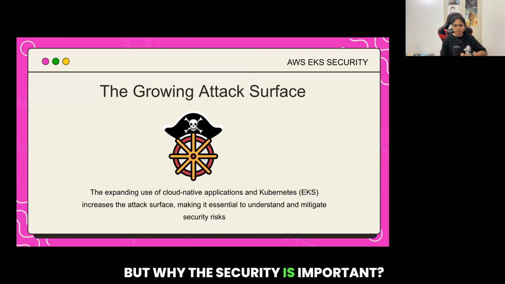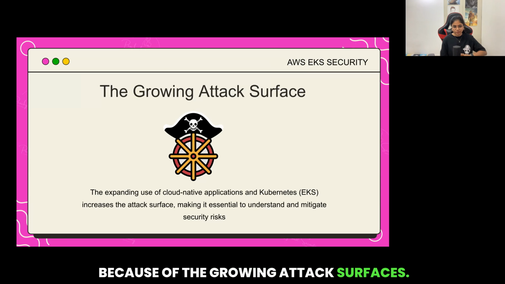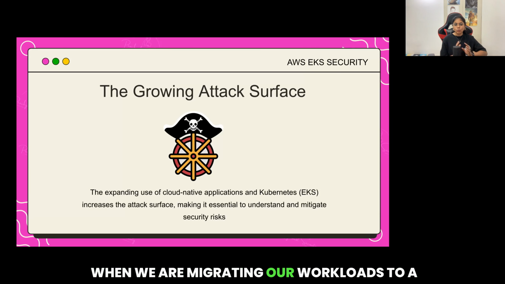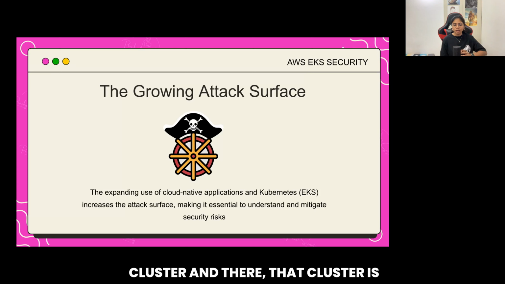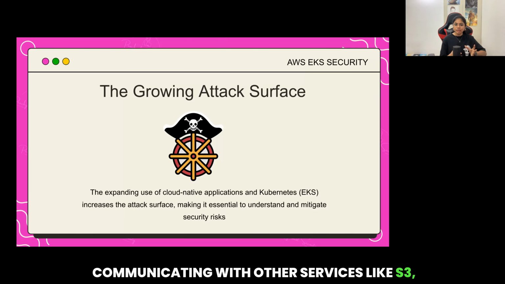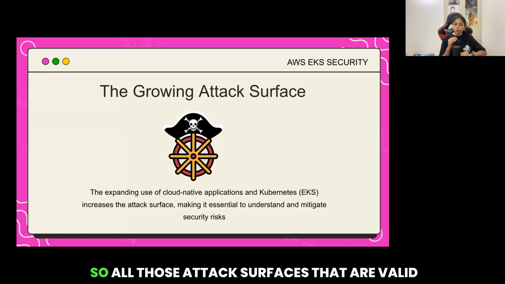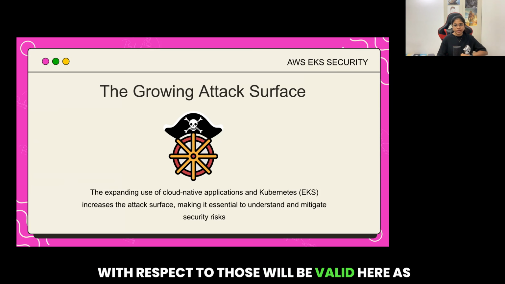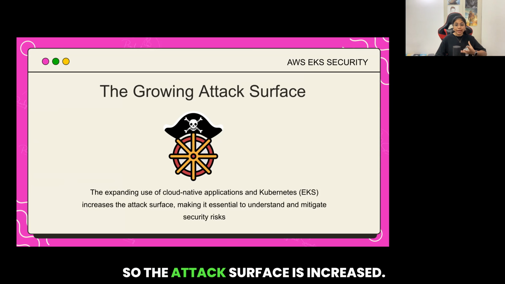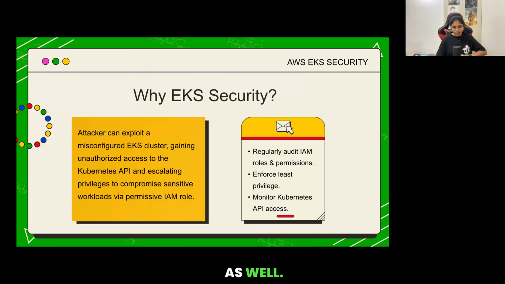But why is security important? Because of the growing attack surfaces. When we are migrating our workloads to a Kubernetes cluster or a managed Kubernetes cluster, that cluster is communicating with other services like S3, RDS, Secret Manager. So all those attack surfaces that are valid with respect to those will be valid here as well. So the attack surface is increased. And that is why EKS security and security of all our other services is important as well.